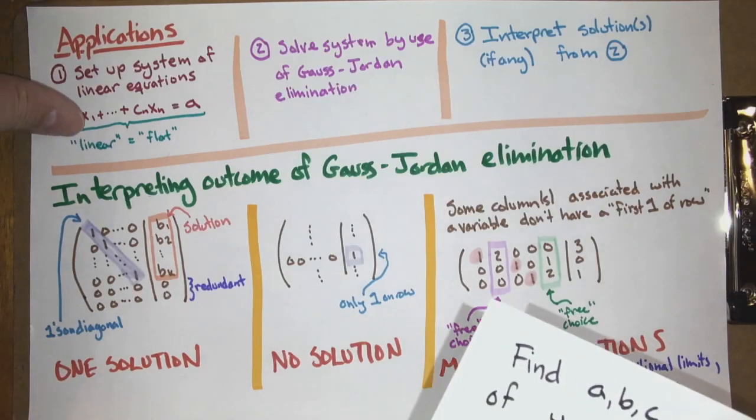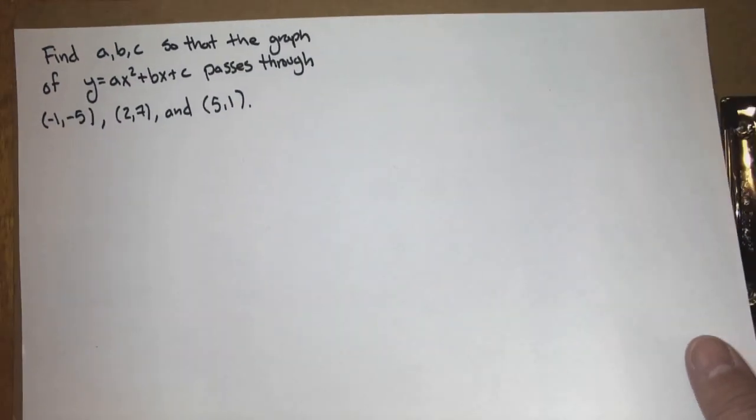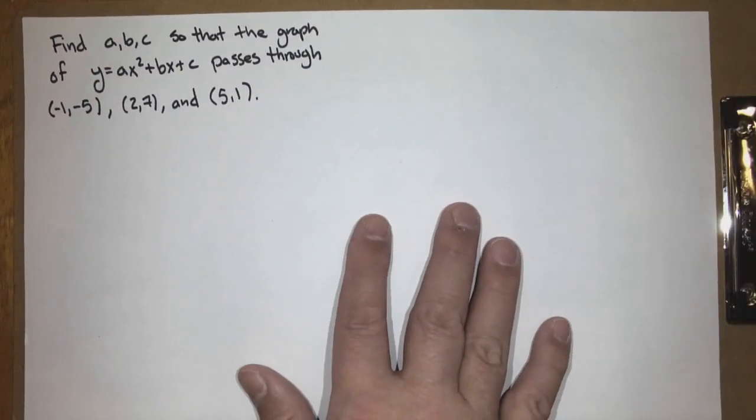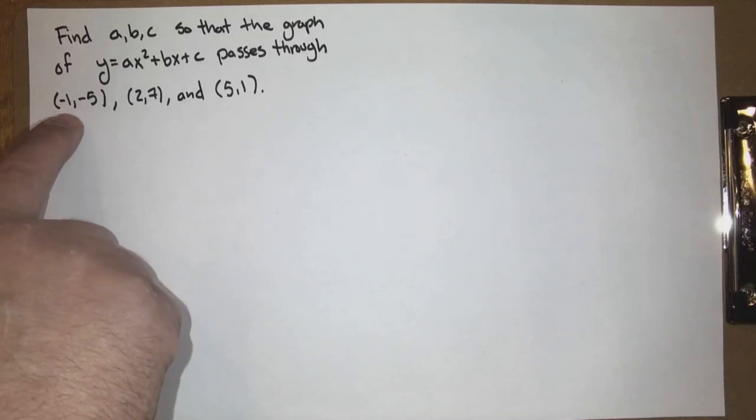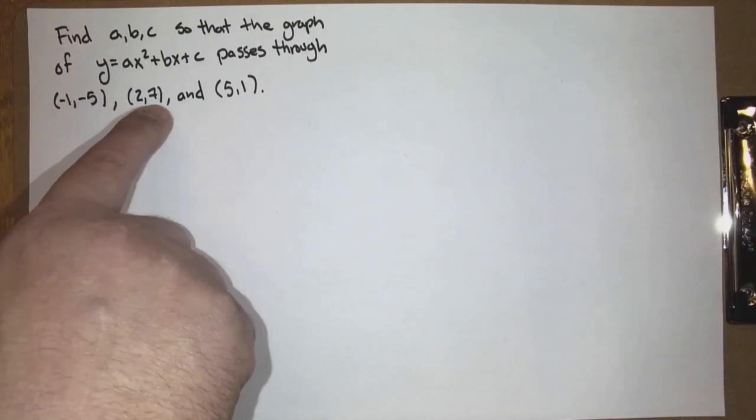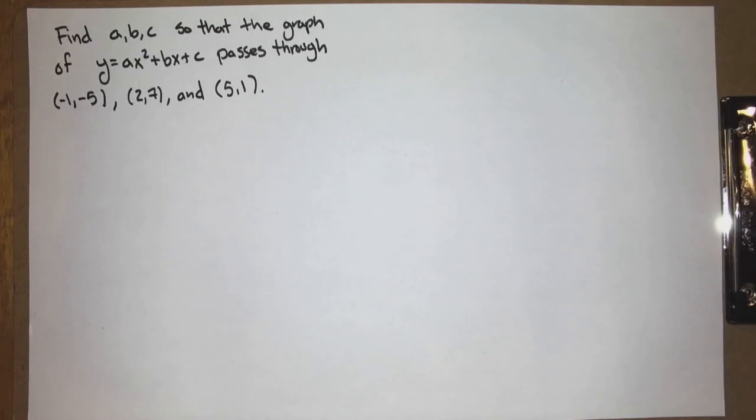All right. So, this one's from the book. I haven't tried it yet. I hope it has nice numbers. Find the values A, B, C, so that the graph of y equals ax squared plus bx plus c passes through, and we have 3 points, (-1, -5), (2, 7), and (5, 1).